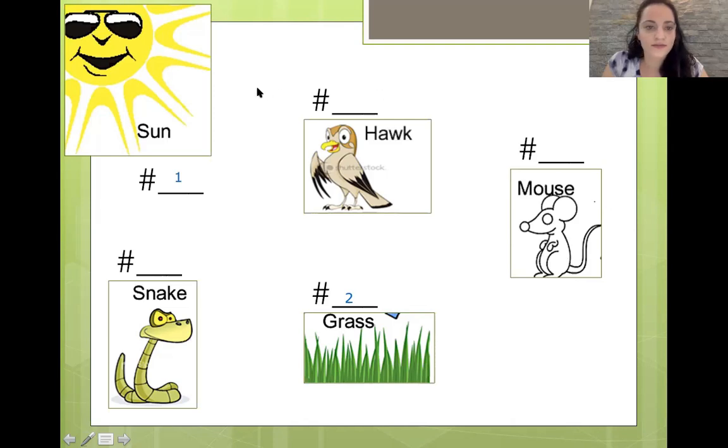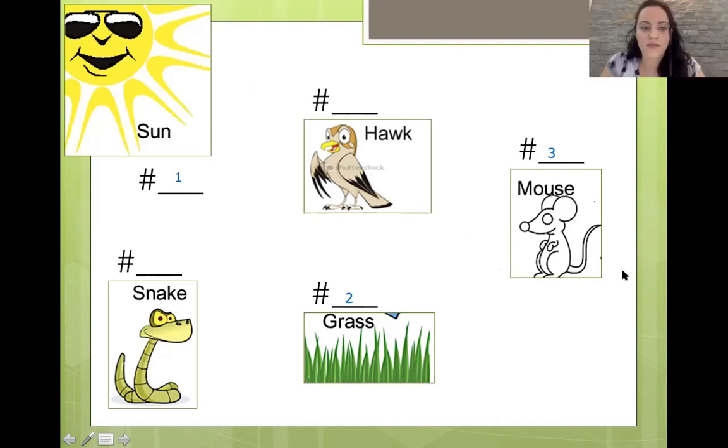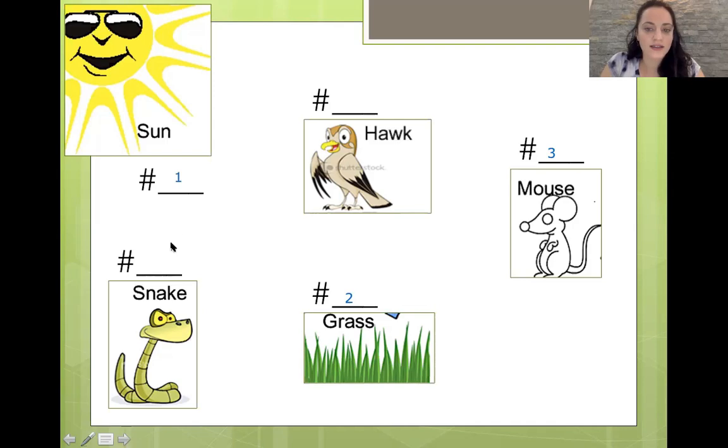Zook? The mouse eats the grass. Good. The mouse eats the grass. So it goes sun, plant, an animal that eats plants. What's the next part in the food chain? Milk, what's in the food chain after the mouse? Is it the hawk or the snake? Snake. Very good. So the snake eats the mouse. And then what's the end of the food chain?